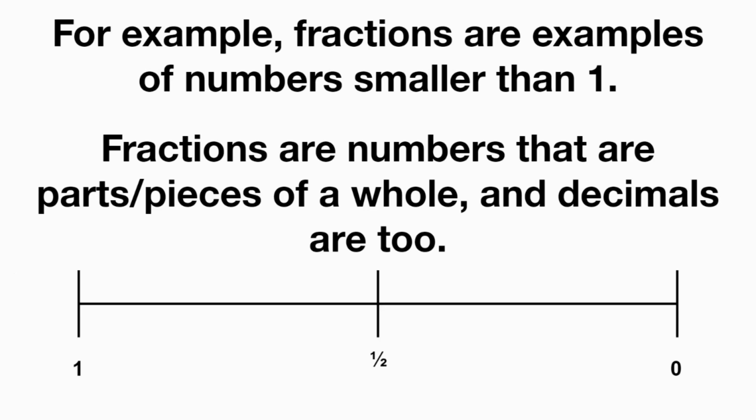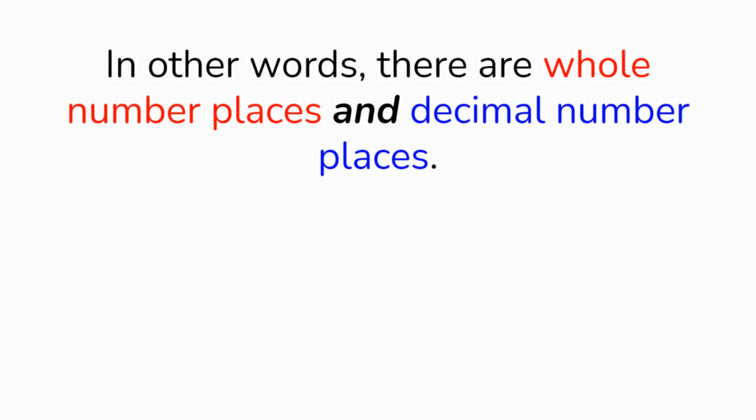I want to talk about fractions really quick, because fractions are numbers that are parts or pieces of a whole, which is a really important connection because decimals and fractions are basically the same thing. Decimals are pieces of numbers. They're less than one. They're small numbers. So, in other words, we have whole number places that represent the counting numbers, starting from 1 and counting all the way up as high as we want. And then we have decimal number places for the numbers that are less than 1.